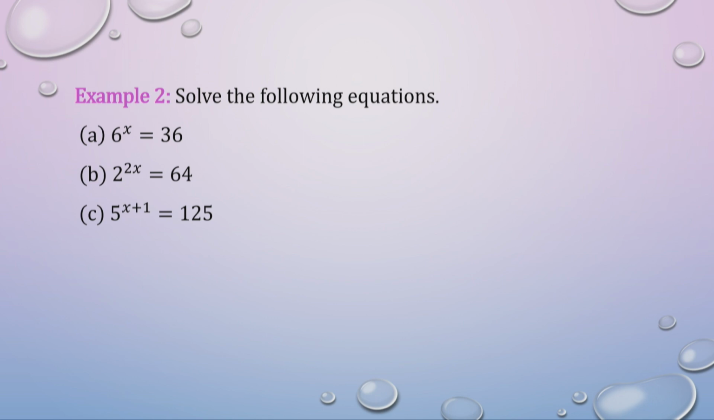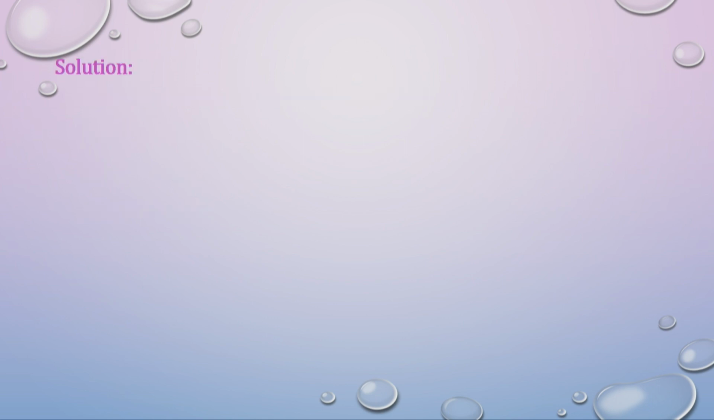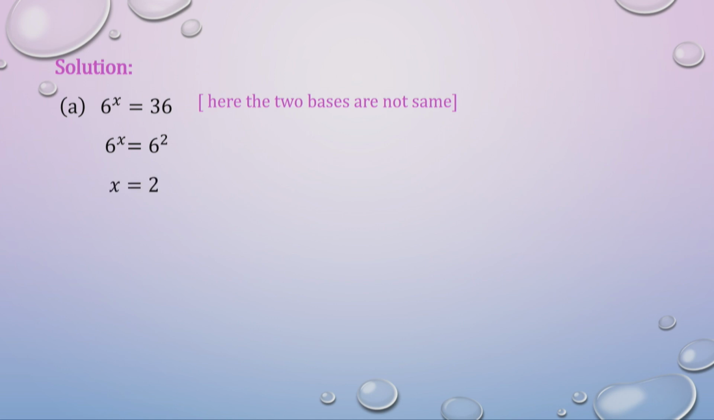Now example 2. Solve the following equations. Part A, 6 to the power of x equal to 36. So what do you notice here? The two bases are not the same. Why? Because 36 has not been written in index form. So now I write 36 as 6 to the power of 2. So here the bases are the same. Equating the powers, we get x equal to 2.